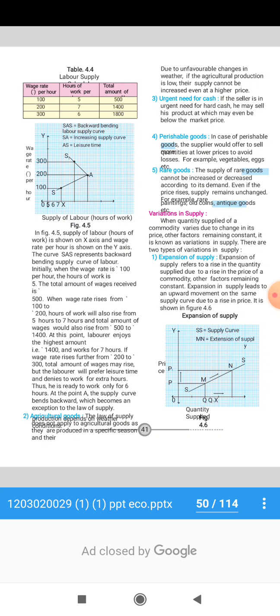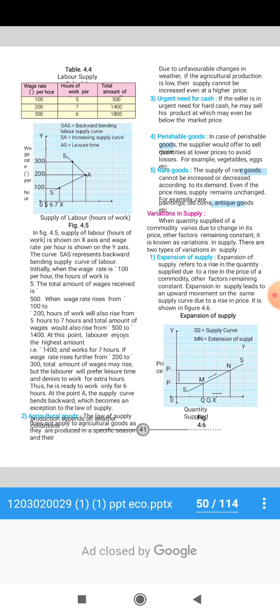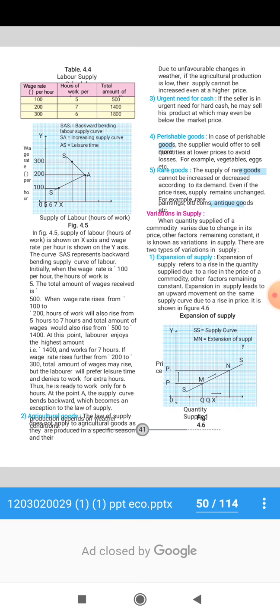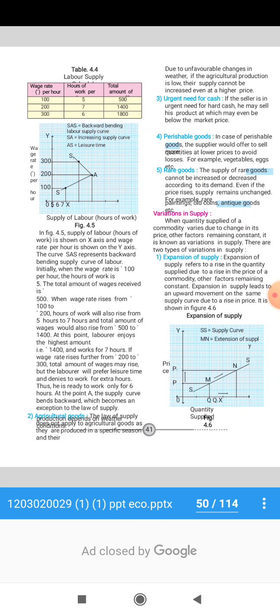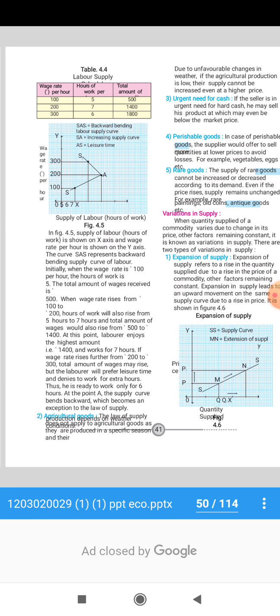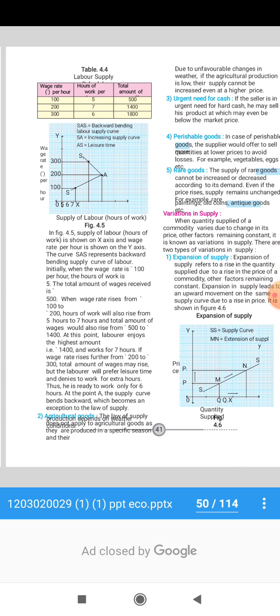But if there is again a rise in the wage rate per hour, then what happens? Here the exception to the law of supply is given by the labor supply curve. When the wage rate rises again from 200 rupees per hour to 300 rupees per hour, total hours of working decreases from 7 hours to 6 hours. So the total amount of wages is 1800. Why does this happen?